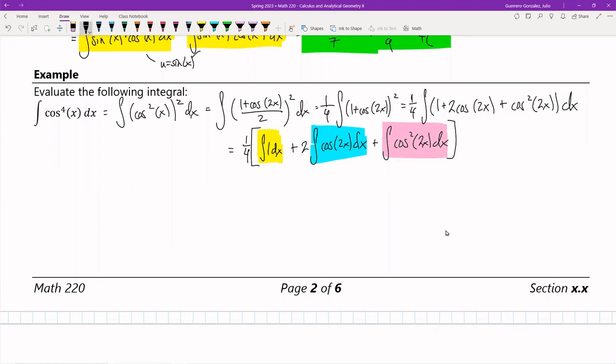So the first one I'm going to do is just the integral of cosine of 2x dx. Hopefully you see this already, this is a good old u substitution. So u is 2x, du is 2 dx, so du over 2 is dx. So it's the integral of cosine of u times du over 2. And if you do all this appropriately, you should get sine of 2x over 2. So we have one solution, our blue one.